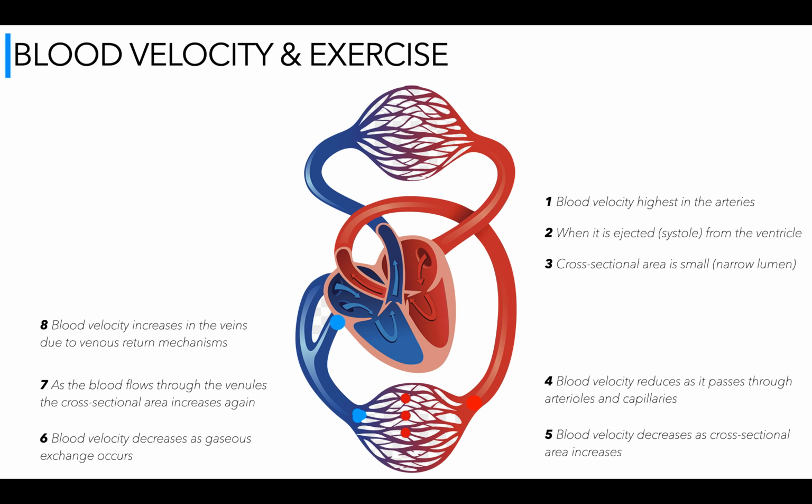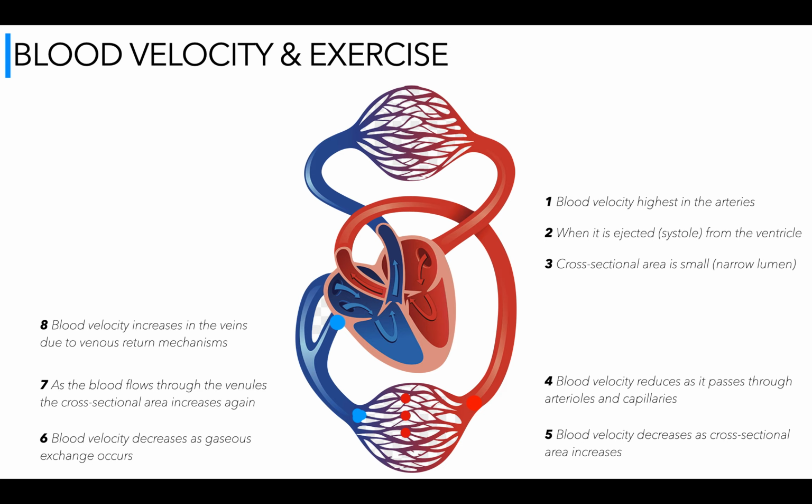It's still low in the venules because we have a large cross-sectional area, okay? But then it increases again in the vena cava because it's back together in the main vein, okay? And it's helped through venous return mechanisms. So hopefully that explains blood velocity and exercise in the systemic circuit system there.